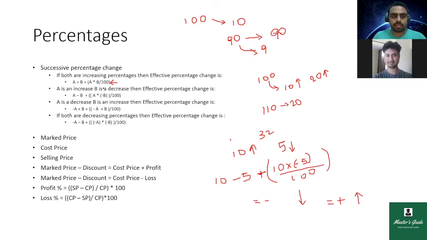So remember only one formula, that is A plus B plus AB by 100, and use it for all other scenarios.